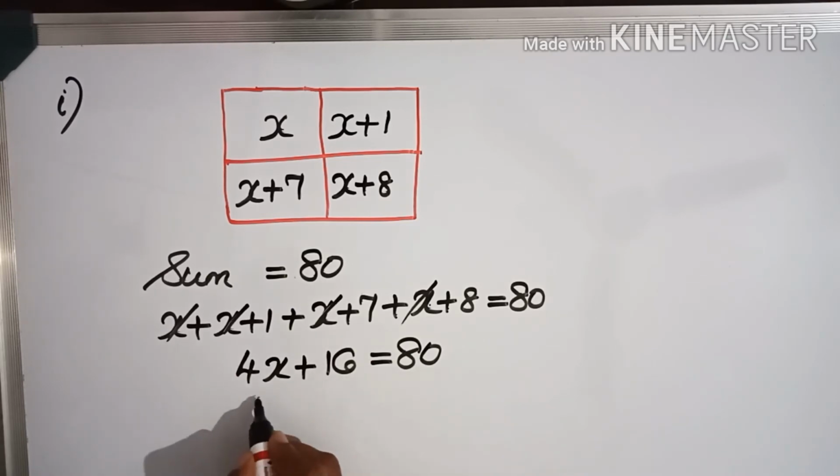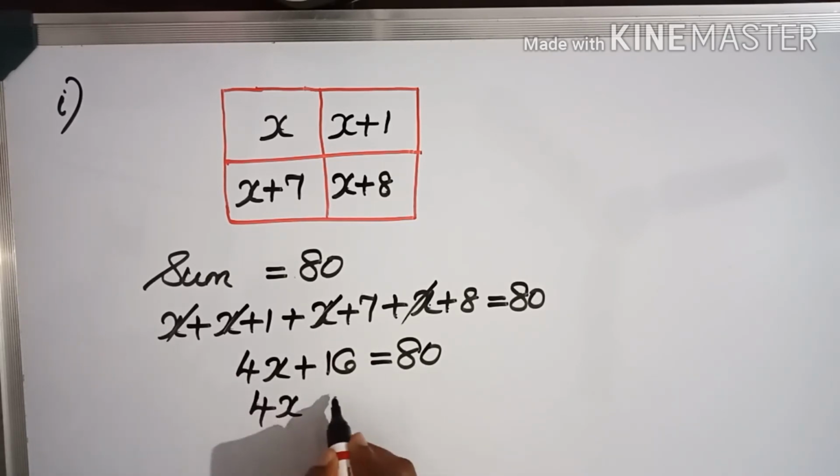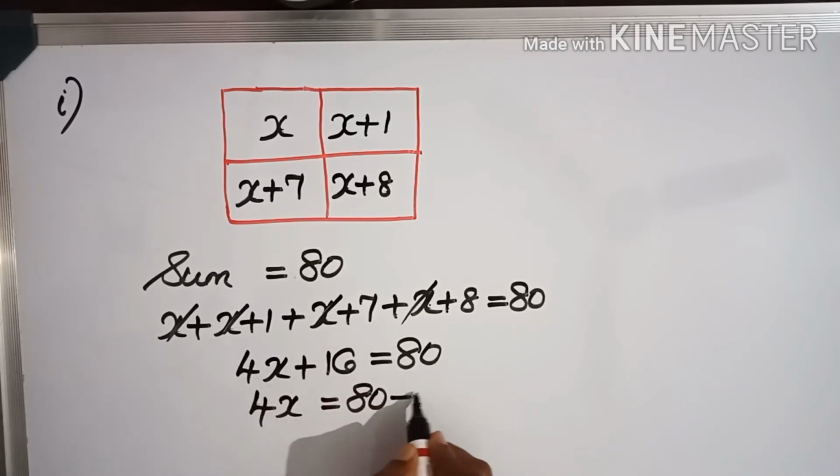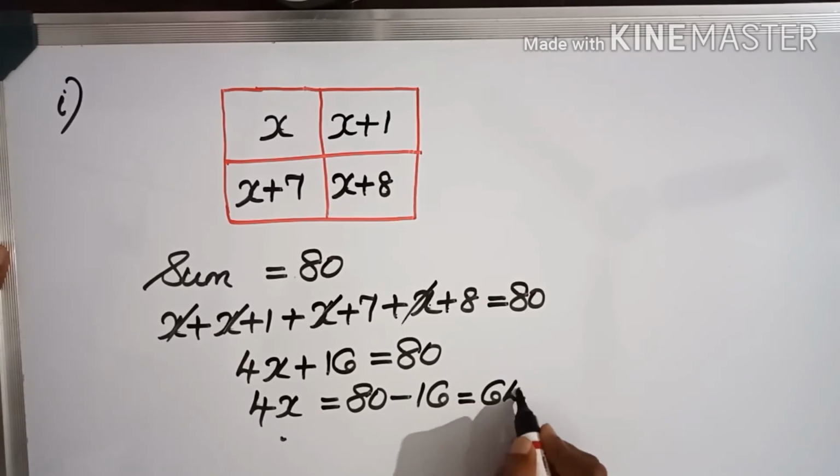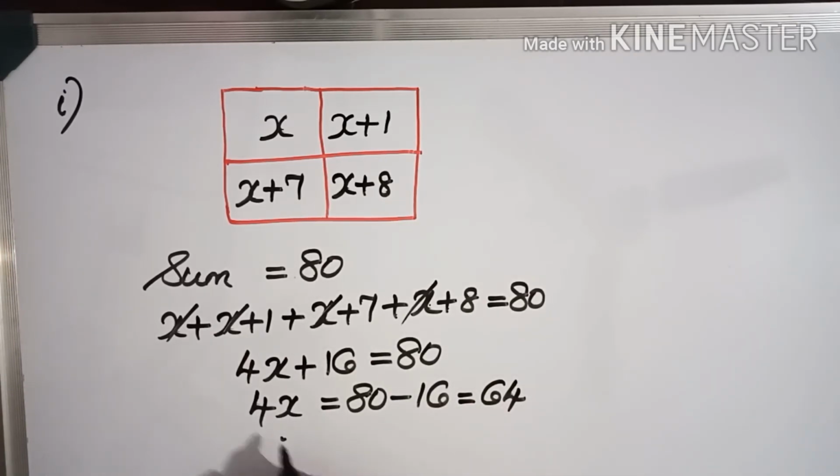Okay, now in the next step, keep 4x here. 4x equal to 80 plus 16, come to this side, it will be minus 16. Okay, now in the next step, 80 minus 16 is what? 64. Okay, 64 is the answer. So here x will be equal to what? 64 into 4, come to this side, it will be divided by 4.